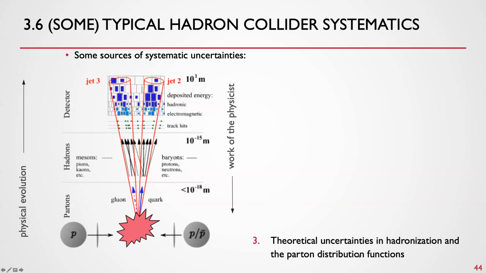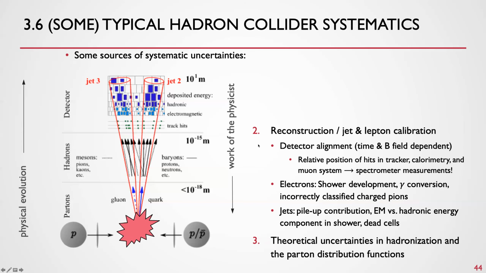In particular, the high x gluon PDF has very large uncertainties. It goes through the roof for high values of x. So these are the theoretical uncertainties. One always has to vary the parton distribution functions and see how the measurement result would change. Then there's the large number of reconstruction and calibration uncertainties.